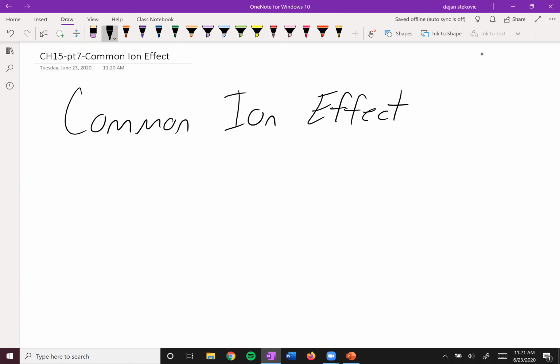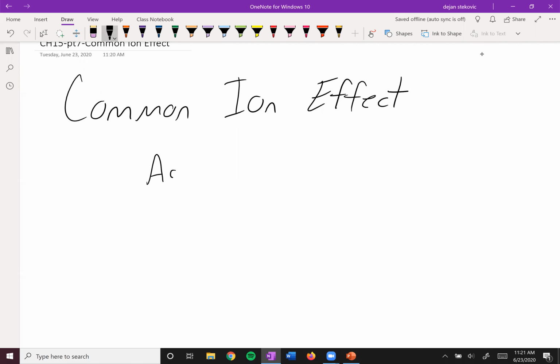All right, next up, we're going to talk about the common ion effect, which is essentially just an application of Le Chatelier's principle. So let's take a look at it here as a theoretical example. Say silver iodide dissociates into silver and iodide. So say you had a solution that had some silver in it, and you want to get the silver out because silver is valuable.